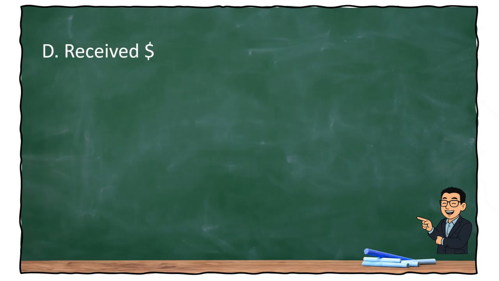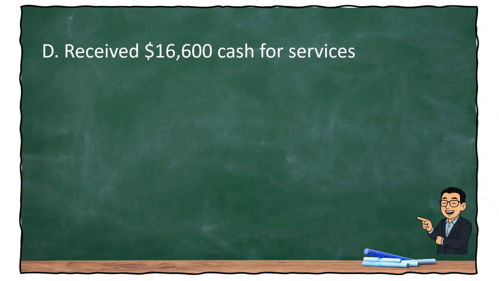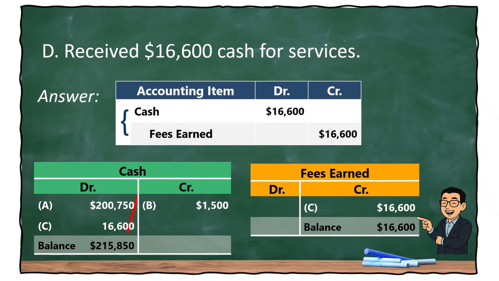In transaction D, the company received $16,600 in cash from providing services to a customer. Let's record the journal entry. We debit cash for $16,600. The corresponding credit goes to fees earned, which is a revenue account, to show that the company has generated income.